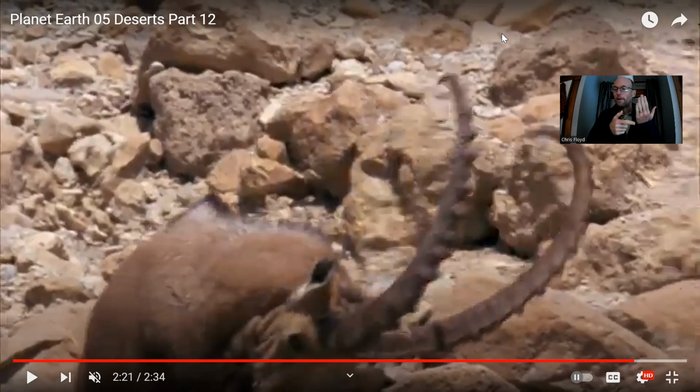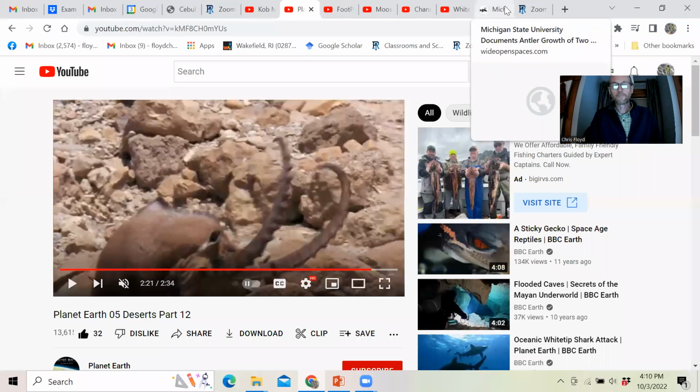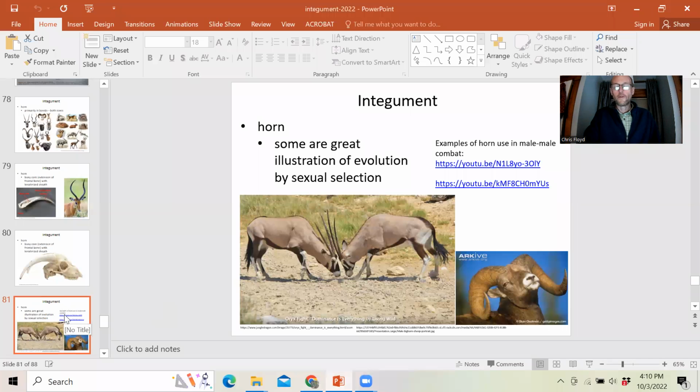Engage in the ritualized but dangerous battles, or not engage. Which one produces more grandkids? That's all that matters in terms of what actually gets selected for in later generations. So I hope you can see there the power of the function of antlers, horns, as well as hooves.